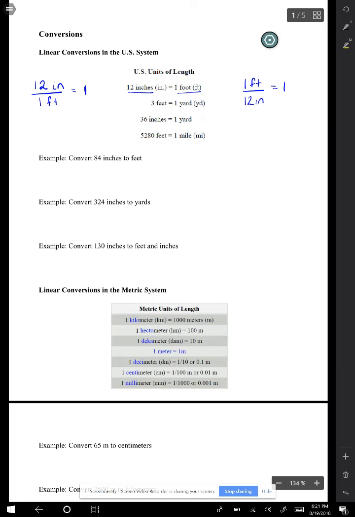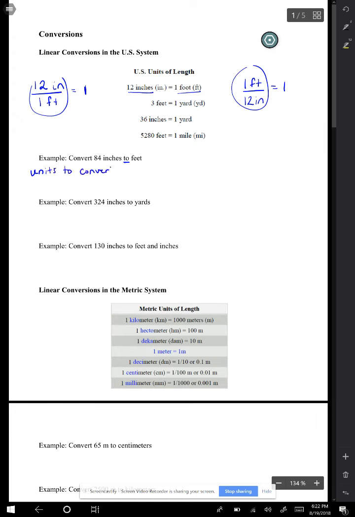Now, the way you're going to set it up, whether you know to do inches over feet or feet over inches, that's based on the problem. And throughout this lesson, when we're doing these conversions, you're going to set it up based on what you're converting to. So whatever you're converting to is going to be the number on top, and whatever you're converting from, or the original units, will be on bottom. So we'll write it like this: units to convert to over the original units. And that's how you're going to know which way to set it up.